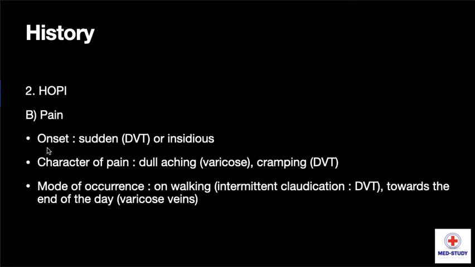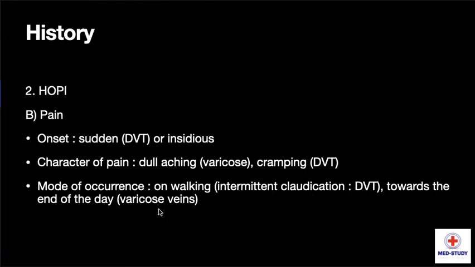Now coming to pain, we have to know the onset, whether it is sudden as seen in deep vein thrombosis or insidious. We have to know the character of pain. It is dull aching in varicose veins, while it is cramping pain in deep vein thrombosis. We have to know the mode of occurrence.